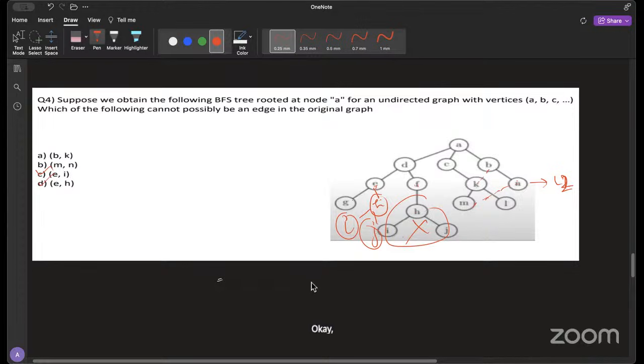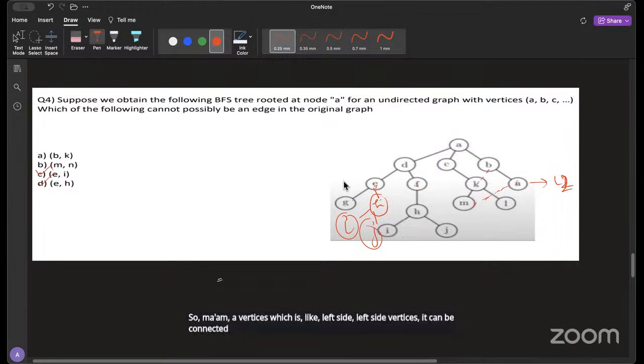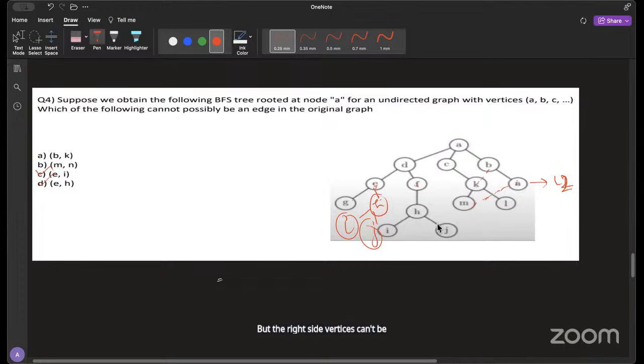Okay, got it. So, ma'am, a vertex on the left side can be connected to its right side predecessors, but the right side vertices can't be connected with the left side predecessor. Means H is the right side you're talking about, I guess.